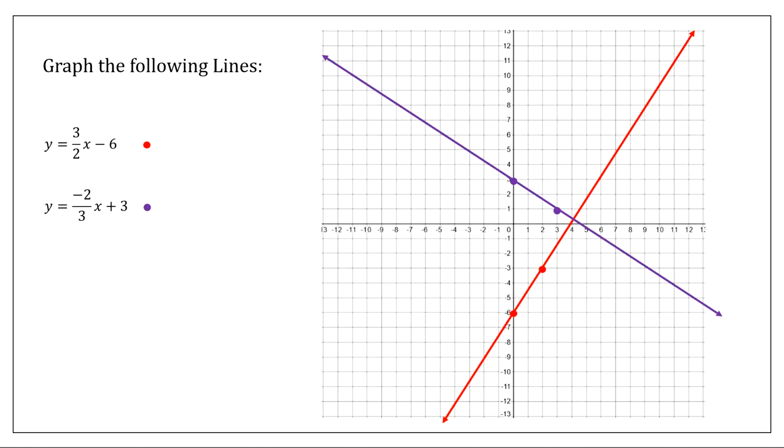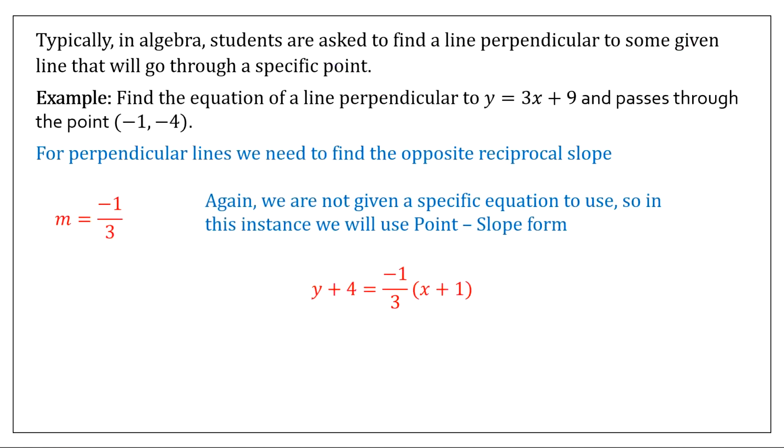Okay, moving on. Again, we have an example. We're asked to find a line perpendicular to some given line. Not specified, so we have to figure out what the slope's going to be. We see that our equation was y equals 3x plus 9. So we're going to flip that. Remember, it's 3 over 1. So to flip it to the opposite reciprocal, we're going to have negative 1 over 3.